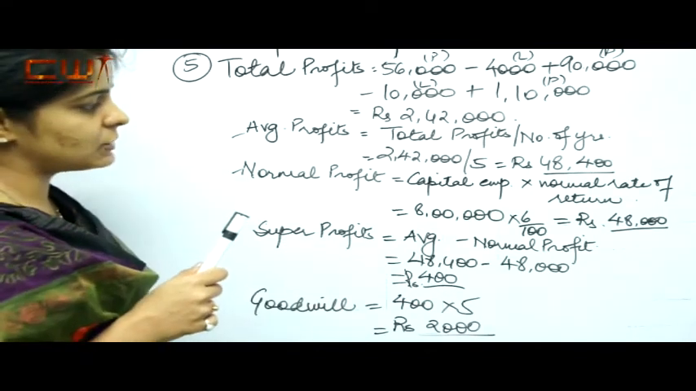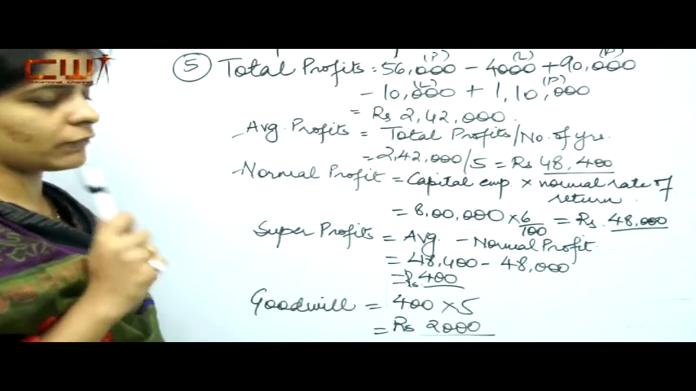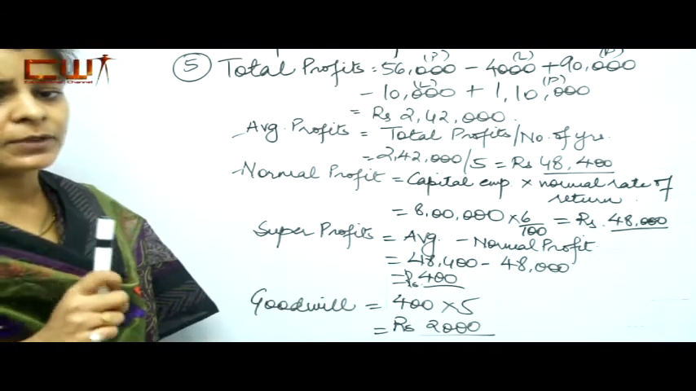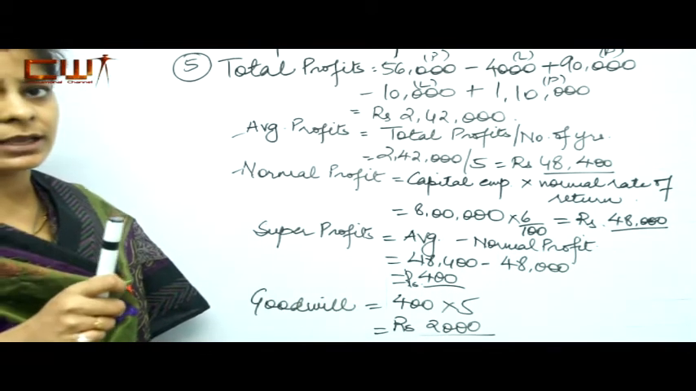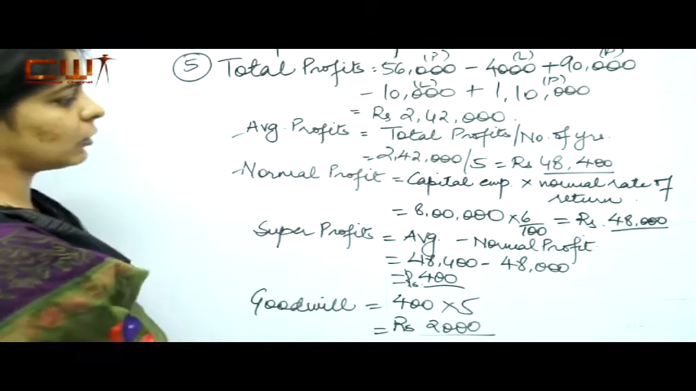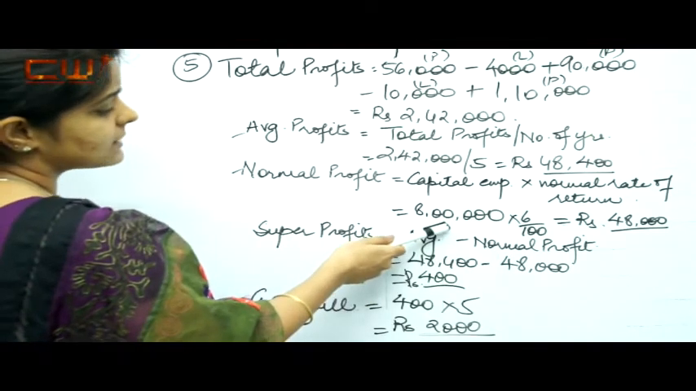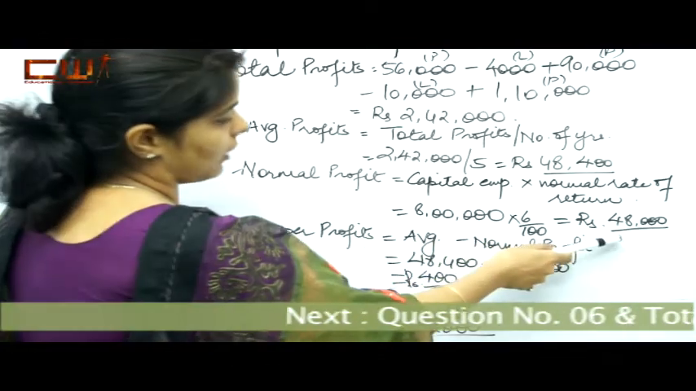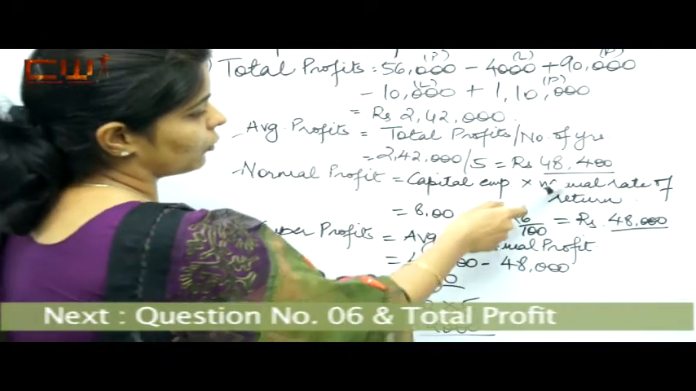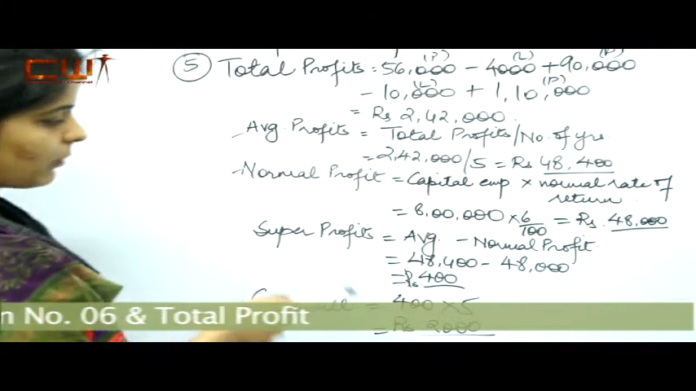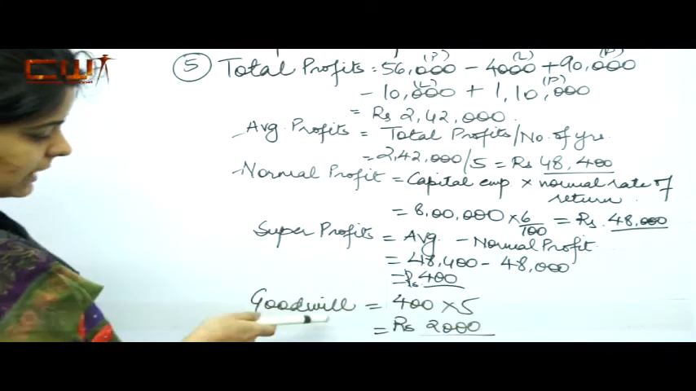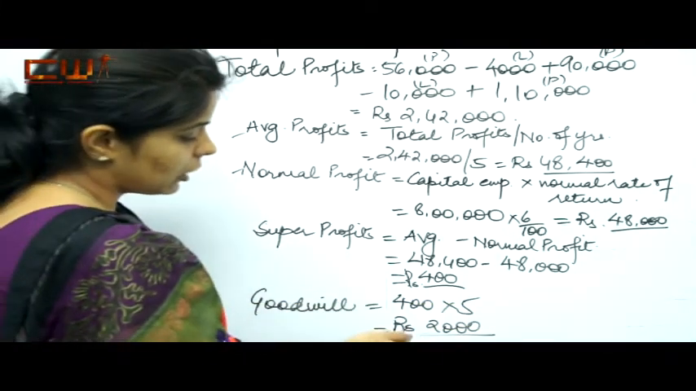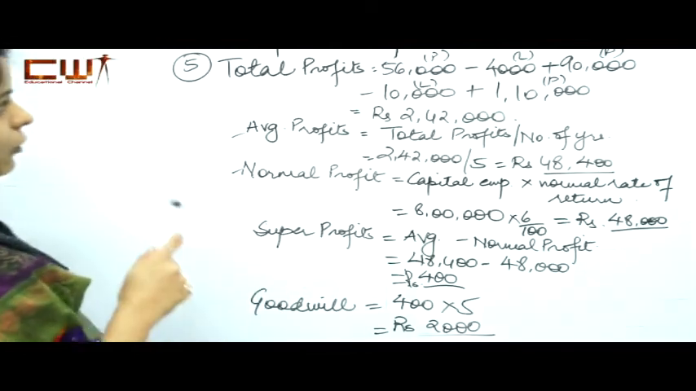So from that balance sheet you see the capital of the two partners of the firm. The two partners are Dinesh and Rakesh, and you have to add up the capital of those two partners, which will sum up to be rupees 8 lakhs. Hence you will find out the capital employed into the normal rate of return. You will find out the normal profits. Rest of the procedure is the same. Finally you will land up with 2,000 as the goodwill of the firm.